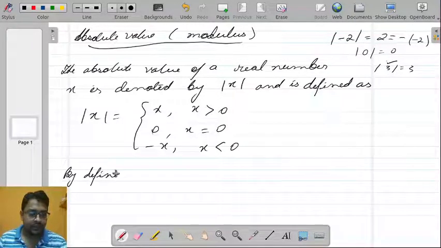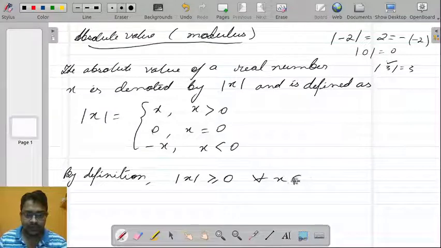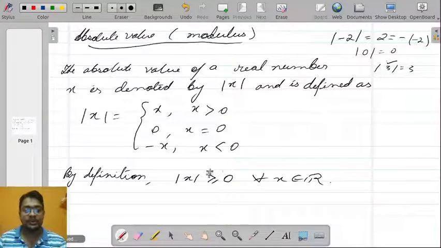By definition, you see whatever value we have taken for mod x, each value is non-negative. When x is greater than 0, mod x is x, so that is also greater than 0. 0 is also greater than or equal to 0. Minus x is also greater than 0. So by definition, mod of x is always greater than or equal to 0 for all x inside R. Modulus of a real number is always non-negative.